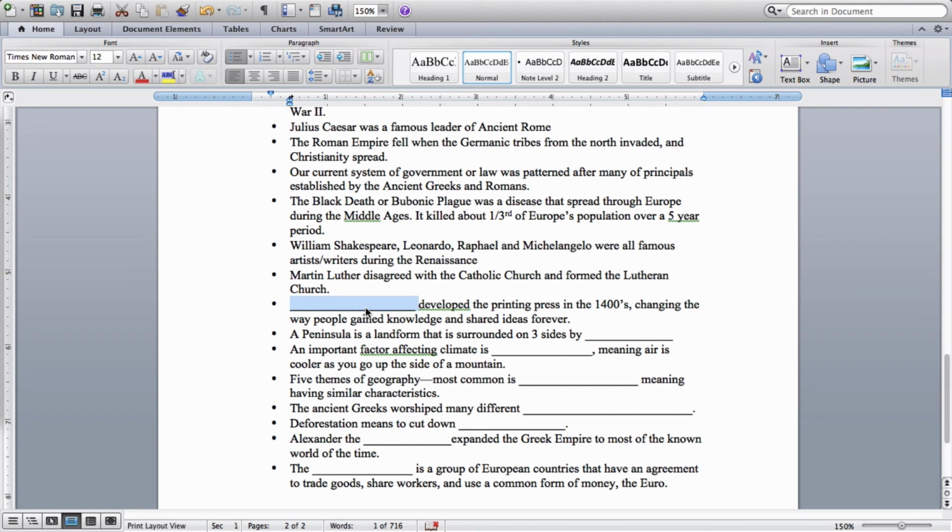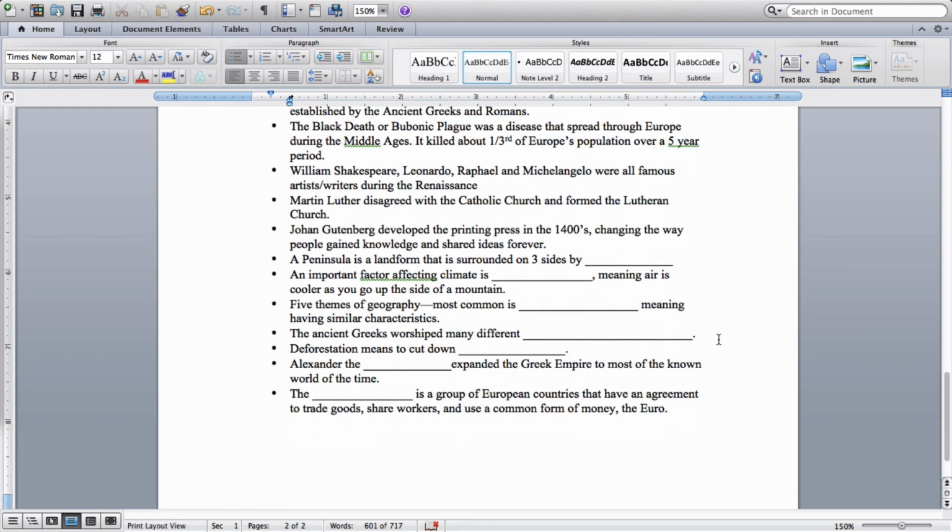A man named Johann Gutenberg, he spells his name like I do, I believe. B-E-R-G. Developed the printing press in the 1400s, changing the way people gained knowledge and shared ideas forever. A peninsula, a landform that's surrounded on three sides by water. Florida is a great example of a peninsula, as well as the country of Italy.